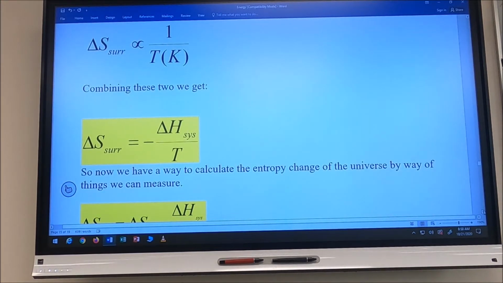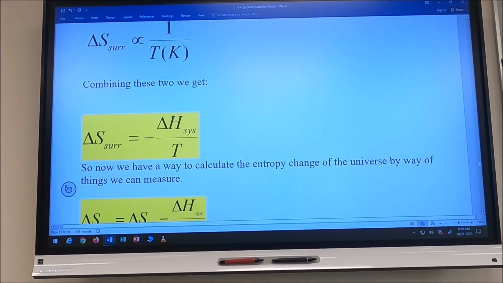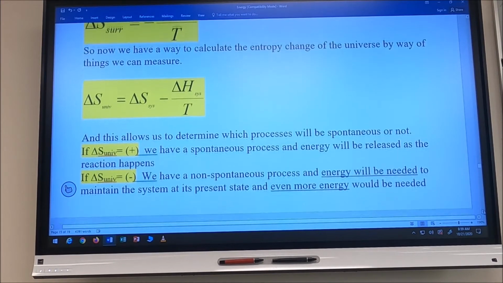So change in entropy of the surroundings is proportional to 1 over the temperature in Kelvin. If I combine these two proportionalities together, what we get is that the change in entropy of the surroundings is equal to negative delta H of the system over T, the temperature in Kelvin. So now we have a way to calculate the entropy change of the universe by looking just at things that happen in the system.